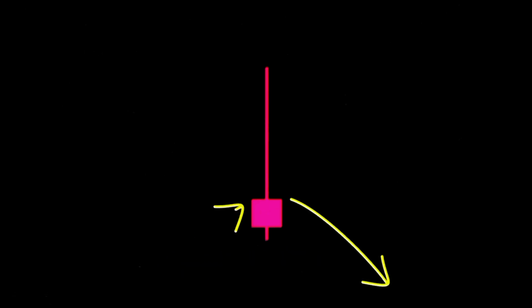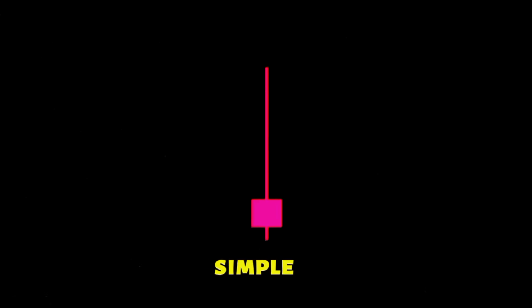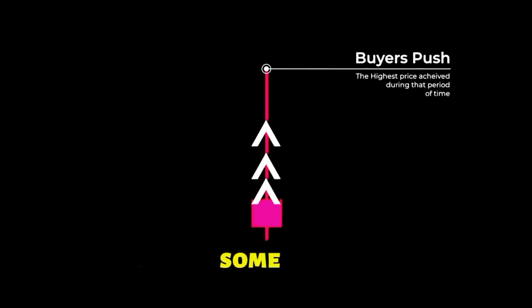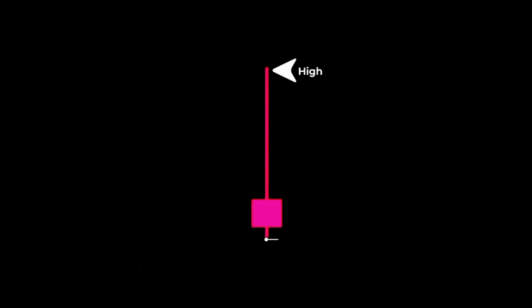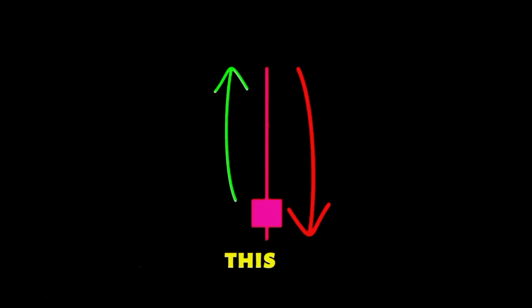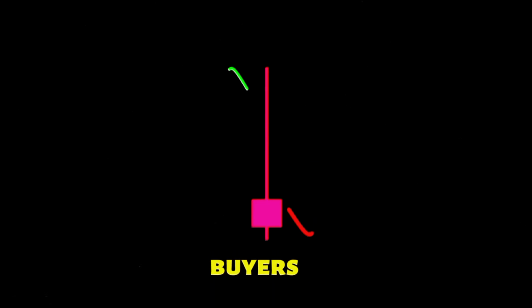The psychology behind the pattern is very simple. The price opened here and the buyers started to move the markets upwards. They covered some distance and created this high. The sellers then get into the mood and push the prices downwards, crossing below the opening price. The sellers then manage to keep the price down and the candle closes near its lows. This indicates that the sellers have momentarily gained an advantage over the buyers.